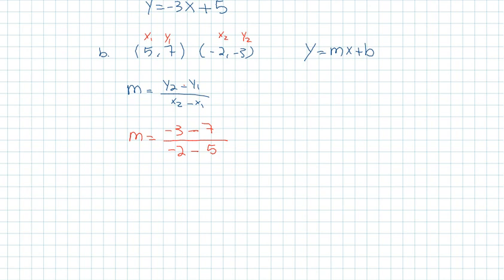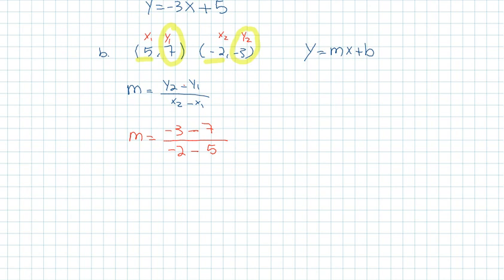y2, right? It's -3. So I replace the y2 with a -3, right? Then I have a minus, so I wrote that. Then y1 is 7. So I replace the y1 with a 7. Are we okay with that? Yes. Okay, then x2 is negative 2. So I replace x2 with a negative 2. Okay. And then x1 is 5. So I replace, and I put the negative, obviously, here. Are you okay with that now?